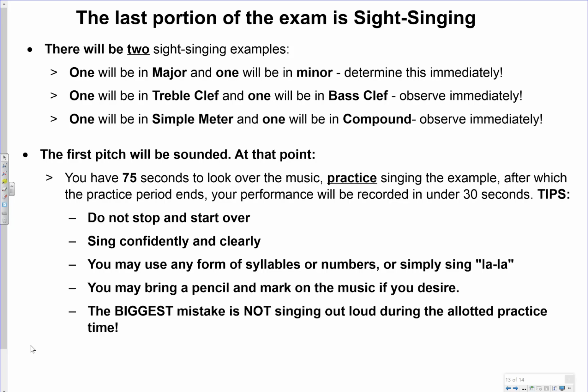At that point, you have 75 seconds to look over the music and practice singing the example, after which the practice period ends. Your performance will be recorded in under 30 seconds. Here are some sight singing tips. Do not, under any circumstance, stop and start over. Sing confidently and clearly. You may use any form of syllables or numbers, or simply sing la la. You may bring in a pencil and mark on the music if you desire. The biggest mistake is not singing out loud during the allotted practice time.